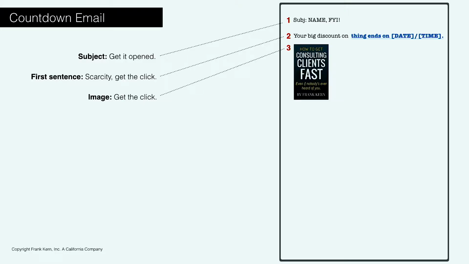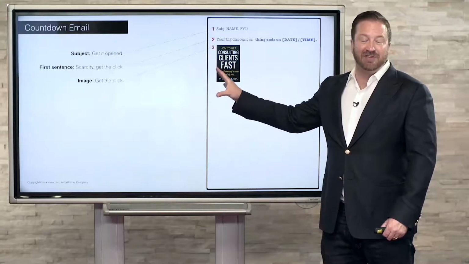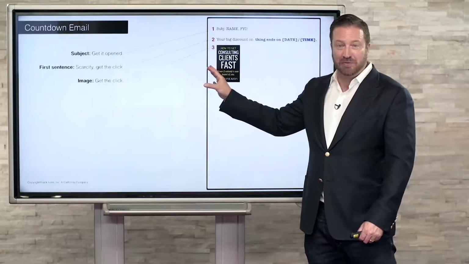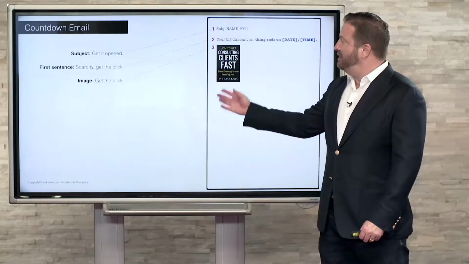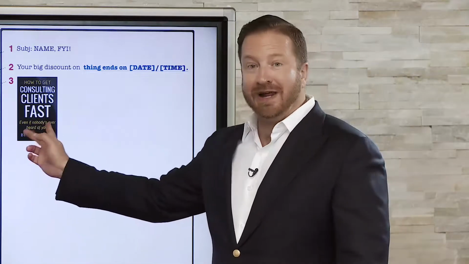Now, element number 3 is going to be an image of the thing that is for sale. In this case, I've used the cover of my consulting book. Once again, I'm just putting a placeholder image in here. That was the one that was easiest to get when I was building these slides for you. In this case, it would be the cover of your course. It would be a picture of the widget itself. It could be anything, but you want to have an image here.